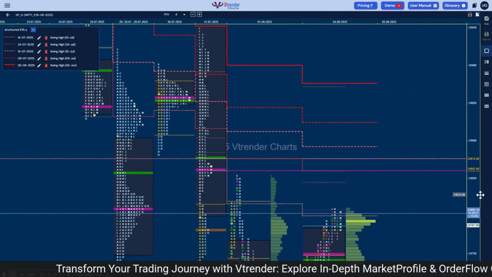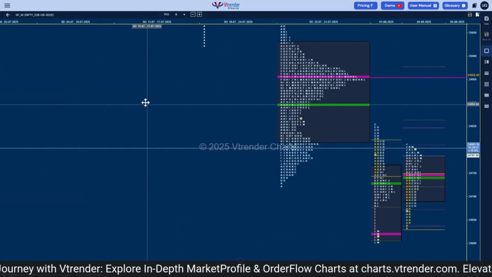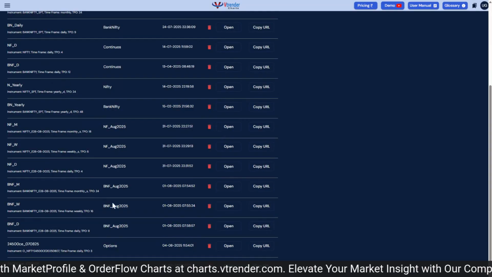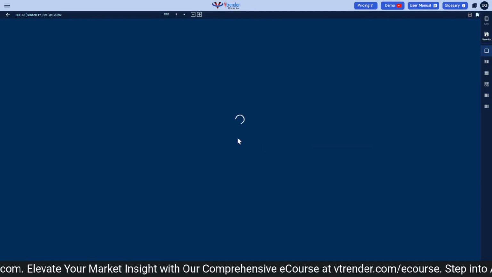So let's now quickly have a look at the Bank Nifty futures chart, and then we will sign off. In any case, if you have any queries, please feel free to post them. I'll do my best to answer them all before we wind up for the day.